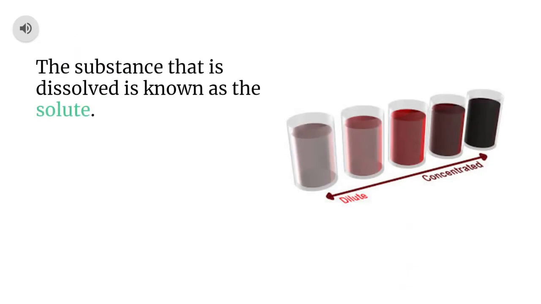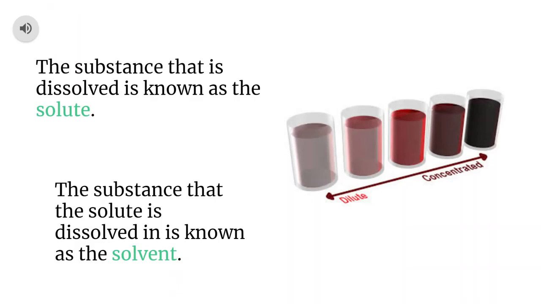There are two parts in a solution. The substance that is dissolved is called a solute, while the substance that the solute is dissolved in is called the solvent. In the example, the red dye has dissolved into water. The red dye is the solute, while the water is the solvent. As there is more solute present in the solvent, the solution becomes more concentrated.